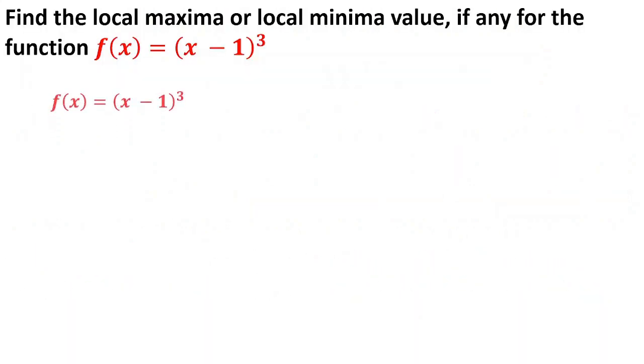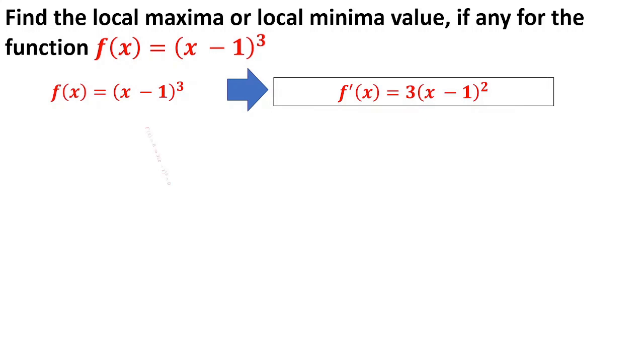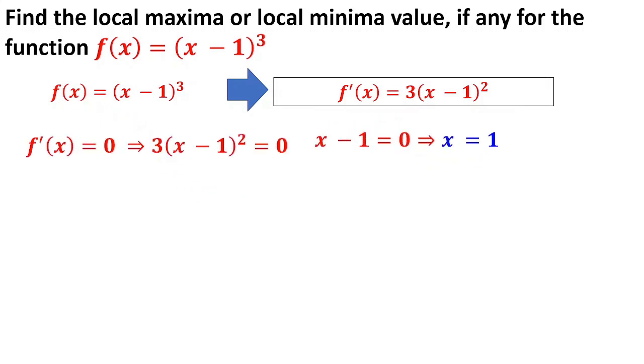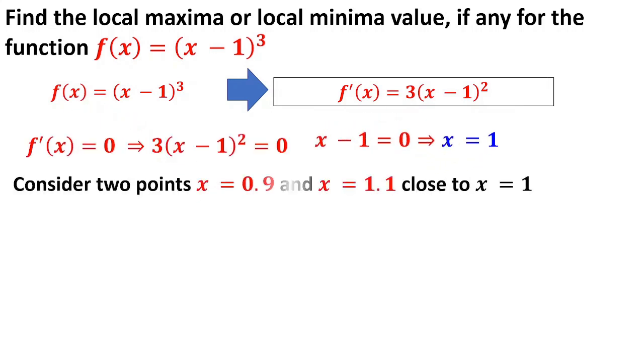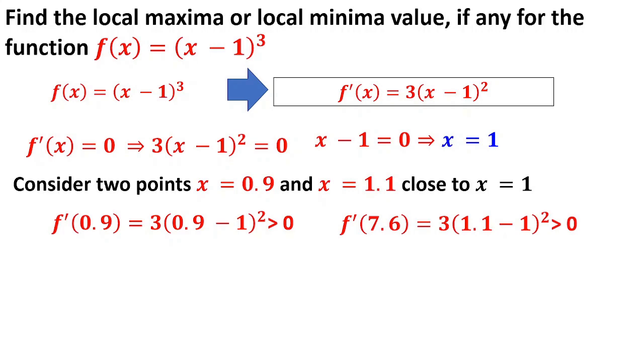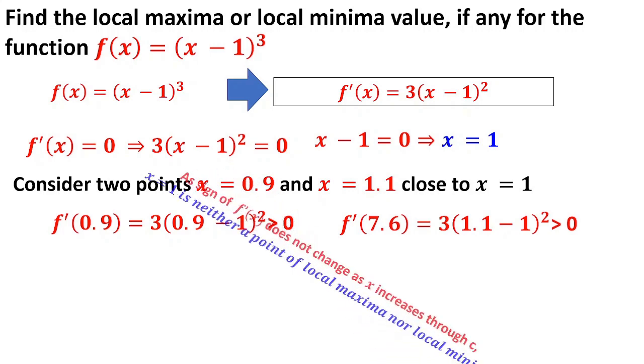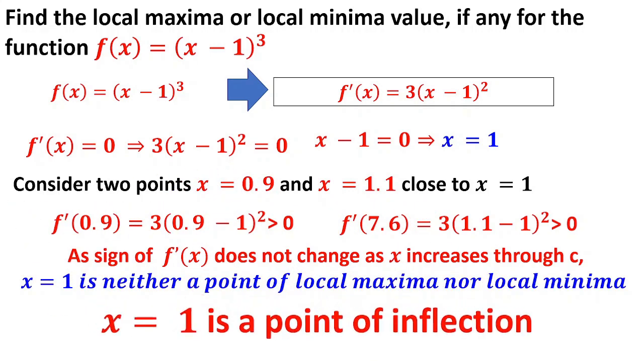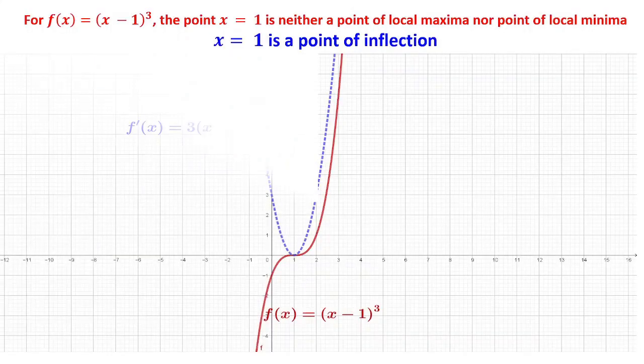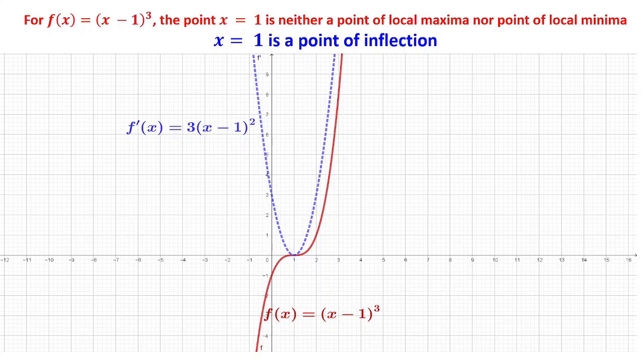Let us see this example. I am getting f dash of x. I am equating it to 0. I am getting x equal to 1. What points do I have to take? I take 0.9 and 1.1. f dash of 0.9 is greater than 0. f dash of 1.1 is also greater than 0. Therefore, the sign does not change. Therefore, it is a point of inflection. And you are seeing that the point of inflection means it just comes and goes up. Therefore, it is a point of inflection.